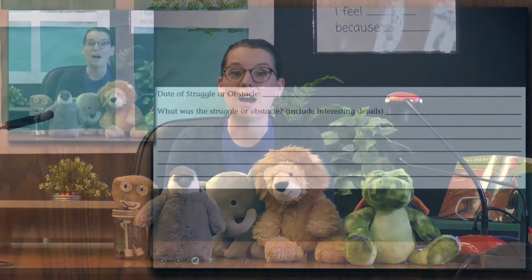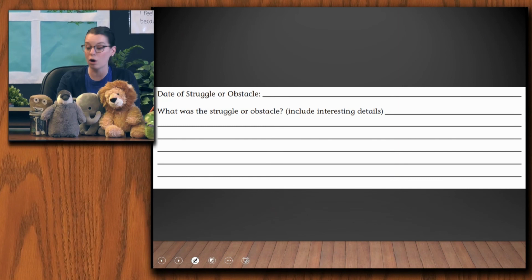Then we talked about how our subjects often have overcome struggles or obstacles. Thinking about Rosa Parks, what was the date of the struggle or obstacle? What was the date where she was arrested for sitting in the area of the bus where she was not allowed to? What was the struggle or obstacle? Include interesting details. Make it interesting and fun or fascinating. Maybe you write it in such a way that your reader goes, wow, I never knew that. I need to keep reading this biography.